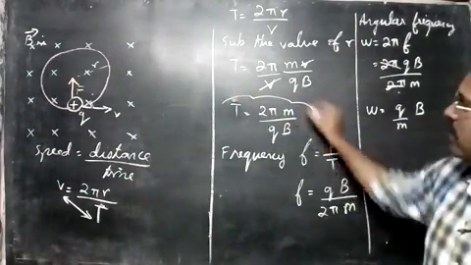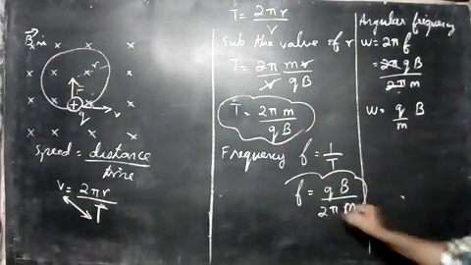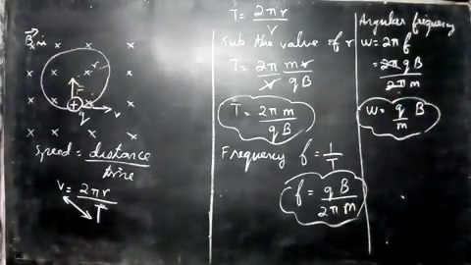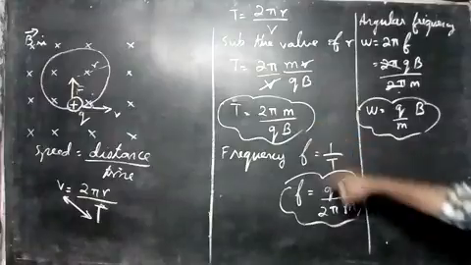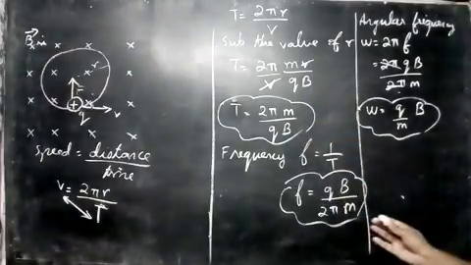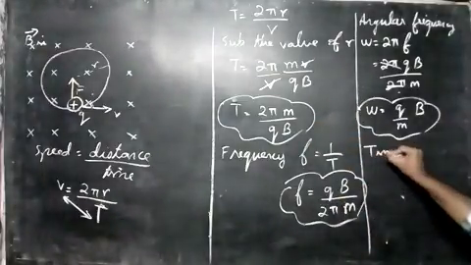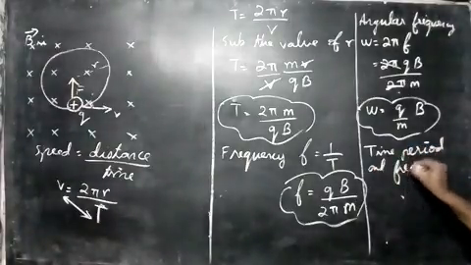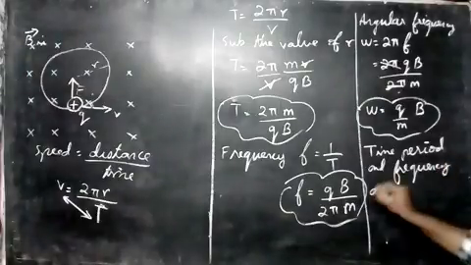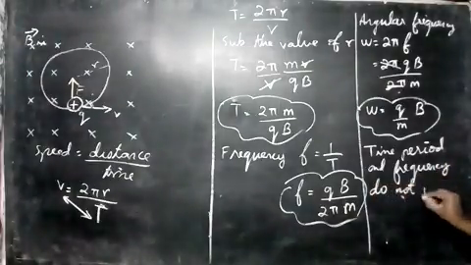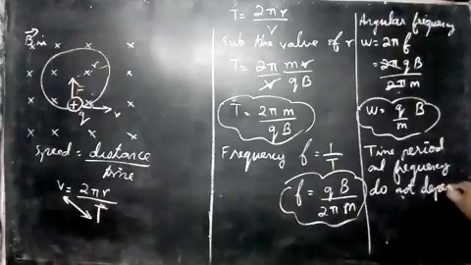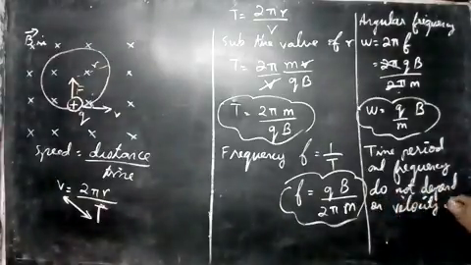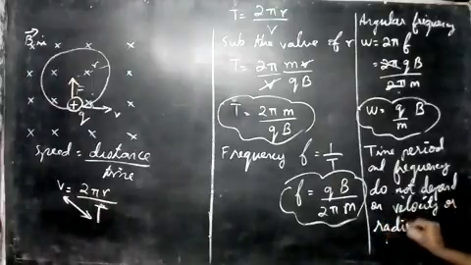So we got the time period, we also got the frequency, and we got the angular frequency also. Three things we got. Now you must know that the time period and the frequency do not depend on the velocity. Let me write down: time period and frequency do not depend on the velocity or radius of the particle.